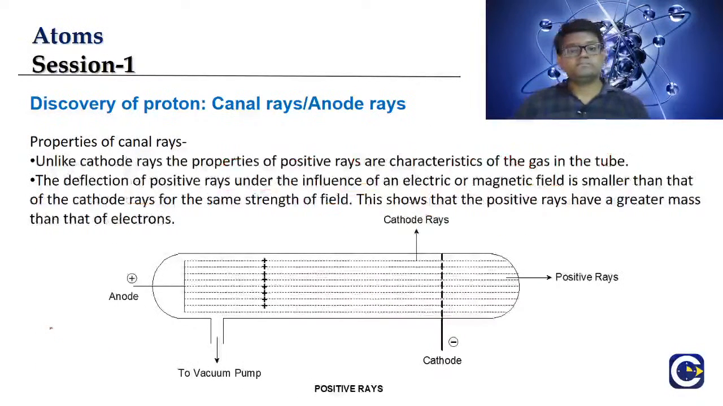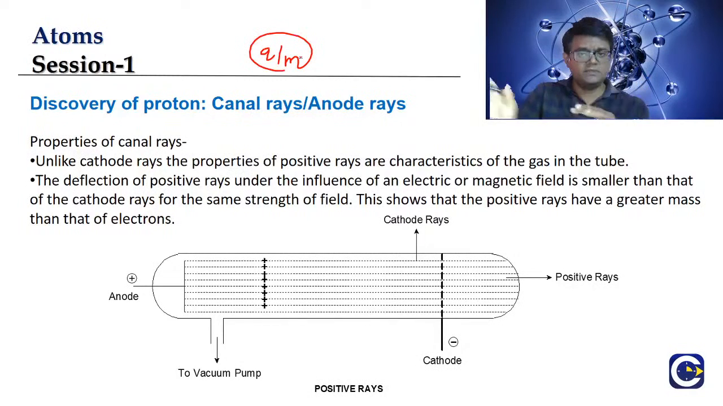And the characteristics of these anode rays: for cathode rays, whatever gas was taken, the specific charge value came out the same. This was the observation for the cathode rays, and that led to the conclusion that these cathode ray particles must be present in all types of atoms.